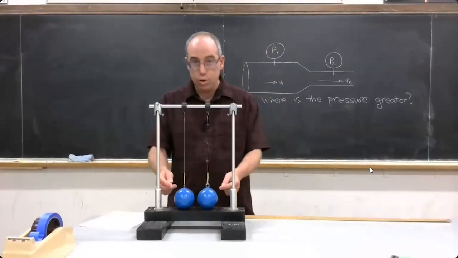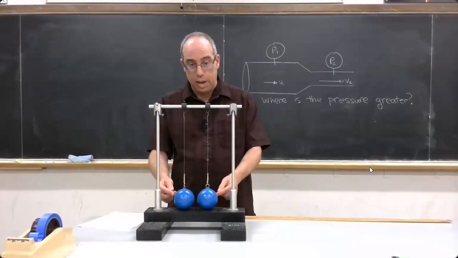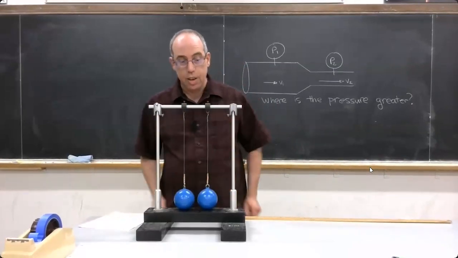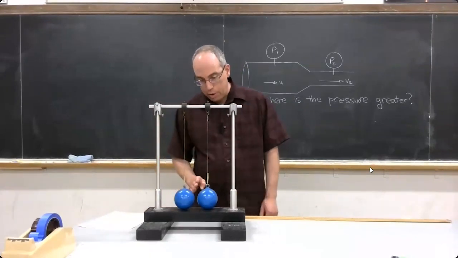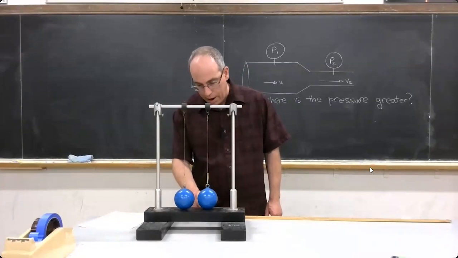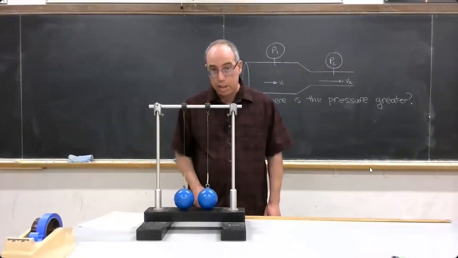I have here two metal spheres, and the metal spheres are supported by these thin wires. What I'm going to do is take an air hose, and with the air hose, I'm going to blow air between the metal spheres.